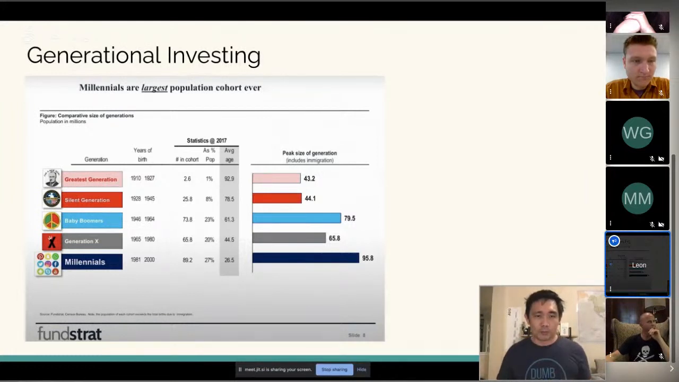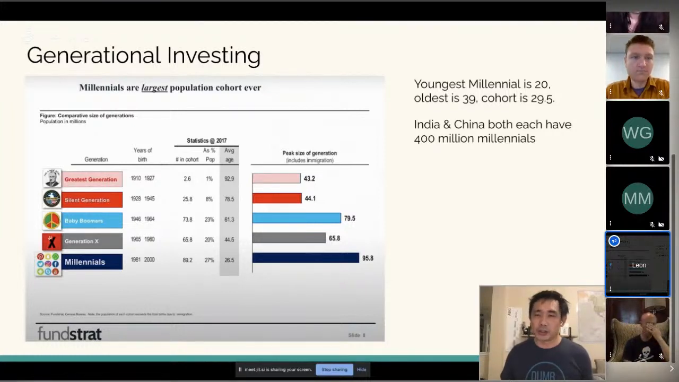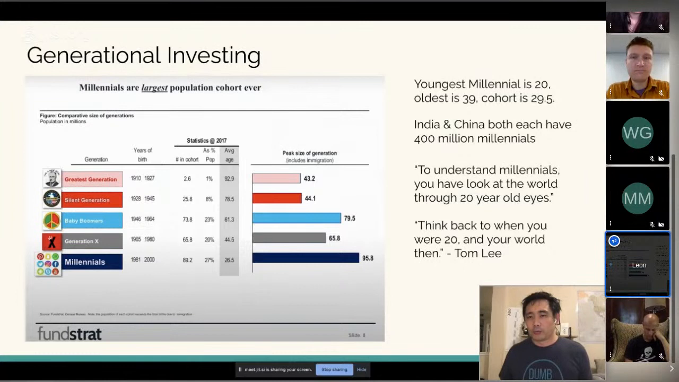Right now, millennials represent the largest population cohort ever in history. In this graph, you can see we have about 95 million millennials in the United States. The youngest millennial is 20, the oldest is 39. The cohort is 29 and a half. And India and China both have 400 million millennials each. And a quote from Tom Lee again: to understand millennials, you have to look at the world through 20-year-old eyes. Think back to when you were 20 and your world then.